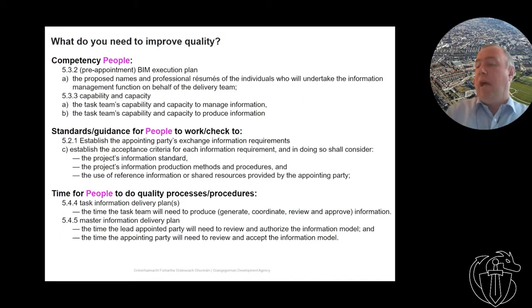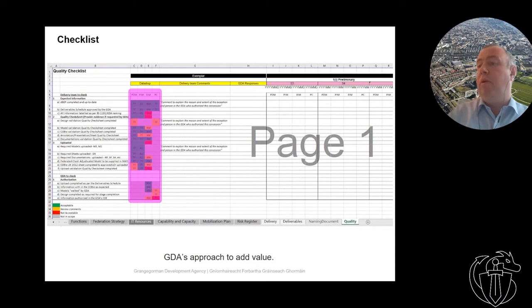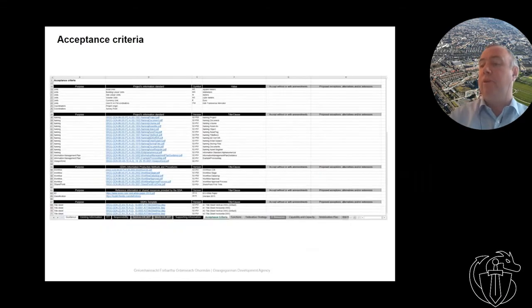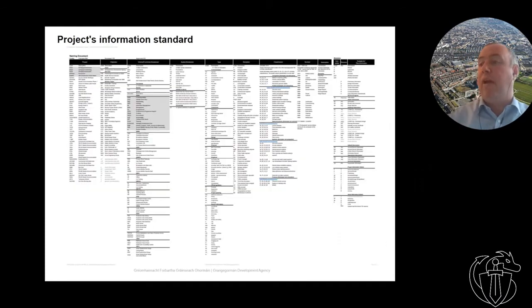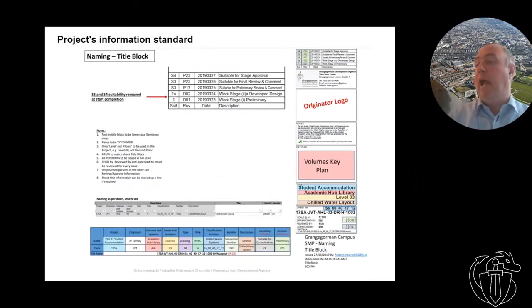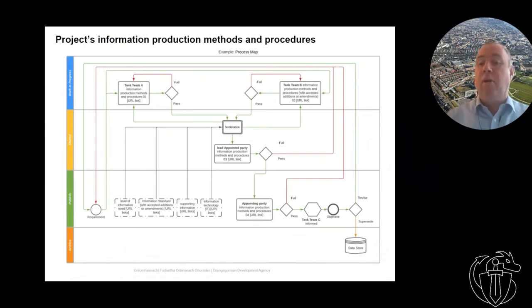So how does it look within the GDA? We started to use checklists to make sure people checked that things were done. We also set up our acceptance criteria. It was very important to get our acceptance criteria. And then we did project information standards about naming, about quality, and exactly how our title blocks should look. We feel that the best way to do production methods and procedures was to do process workflows. So we're starting to do process workflows for what we do.